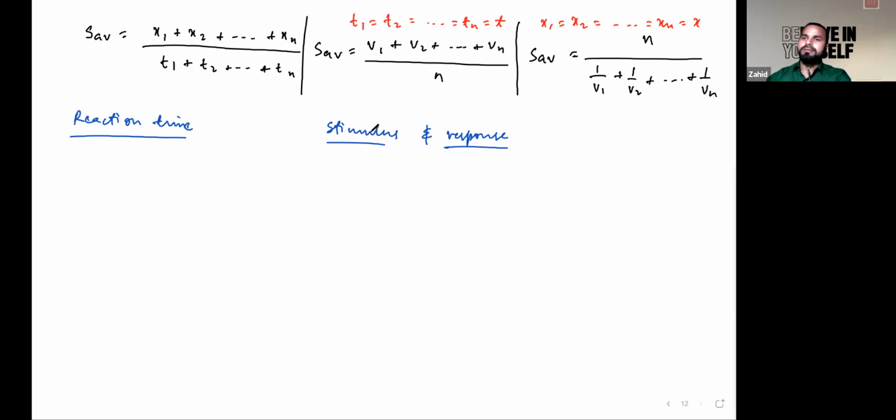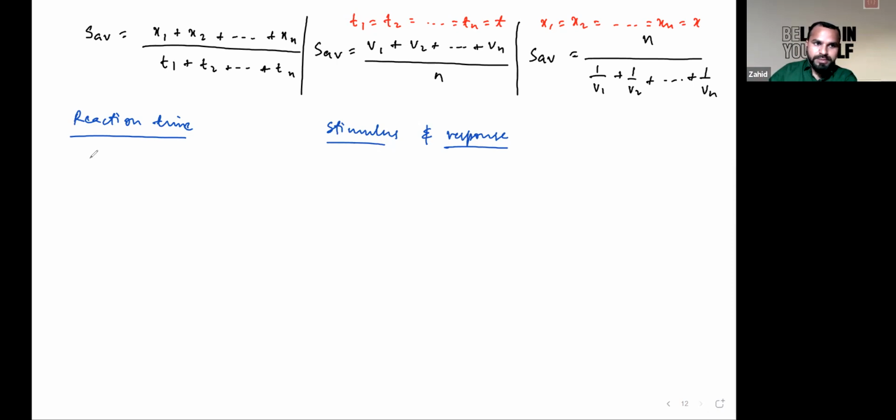Stimulus is nothing but any change in the surrounding which will affect your body and due to which your body will respond against it. So stimulus is any surrounding change due to which your body gets responded against it. Then you use stimulus and response again. So the total duration of time from a stimulus until your body responds is called reaction time. Is it clear?